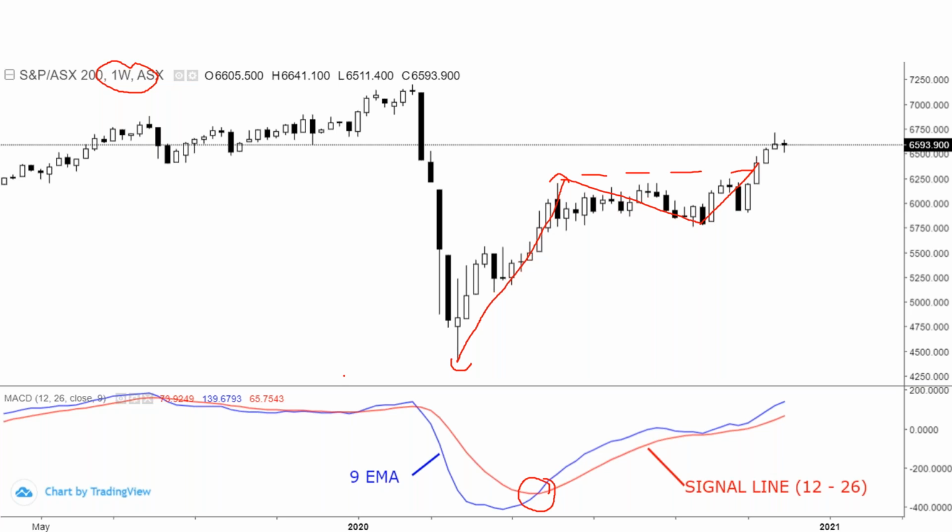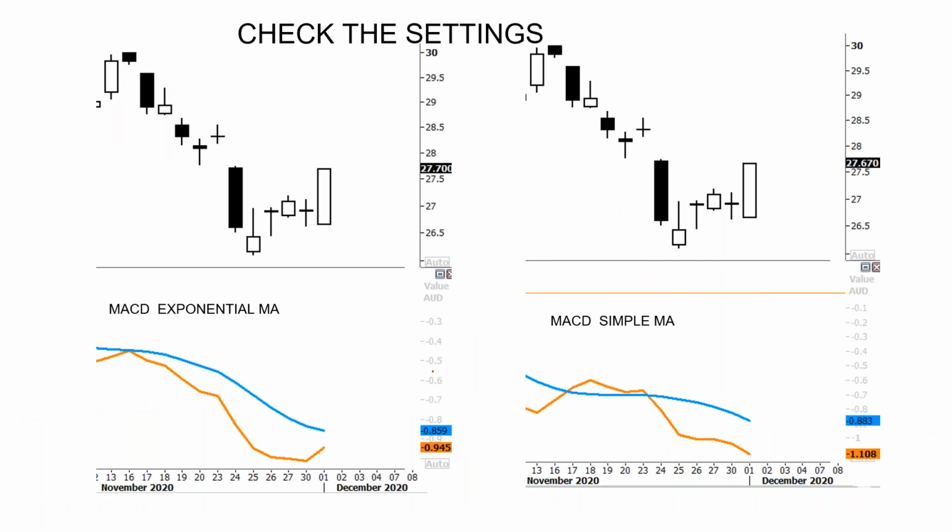Depending on which charting package you're using, just be aware that for some inane reasons, some charting packages will use a MACD on a simple moving average. So here is the same piece of price action. MACD showing as an exponential moving average, MACD showing as a simple moving average. This is clearly wrong. MACDs are based around exponential moving averages. They're there to catch momentum swings, is what they're looking at. So just check your settings, whether you've got the right settings on your MACD.